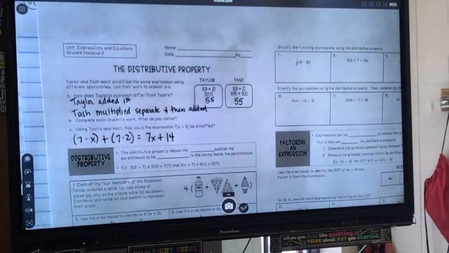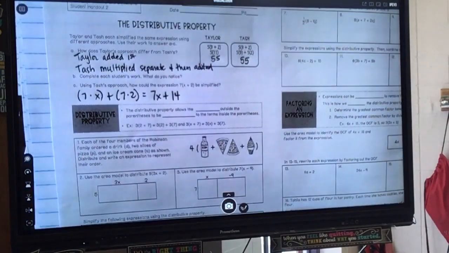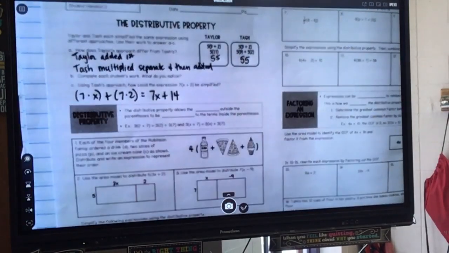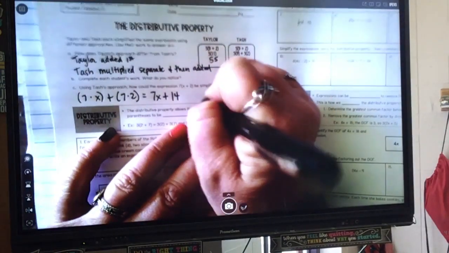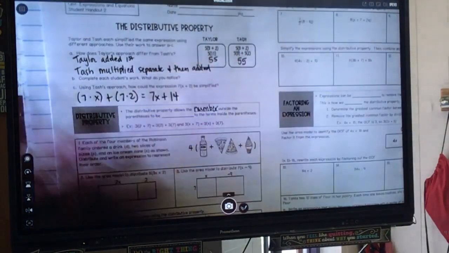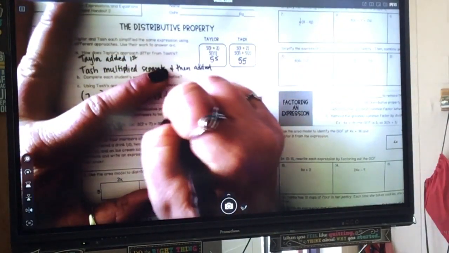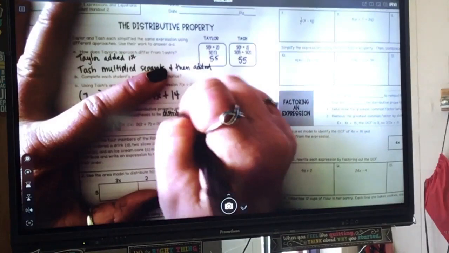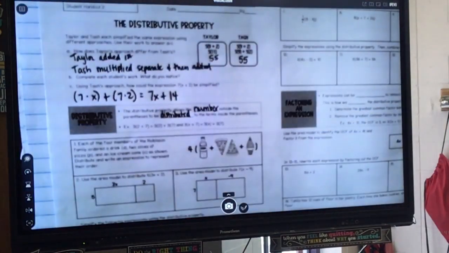Alright, so distributive property allows the number outside of the parentheses to be distributed to the terms inside the parentheses. So again, remember that arrow, you just draw it, and every arrow is multiplication.